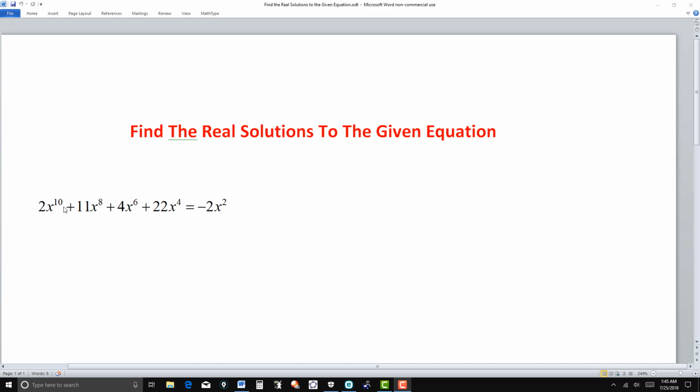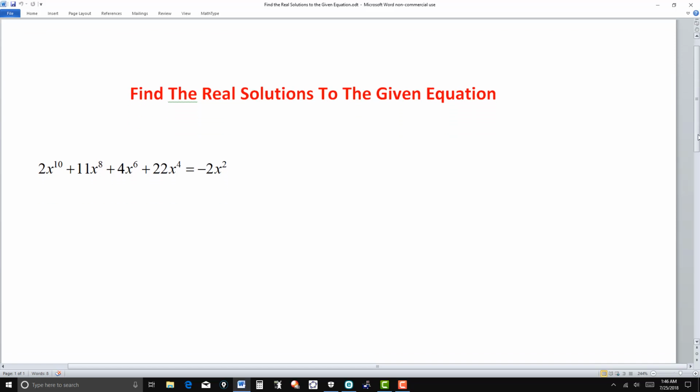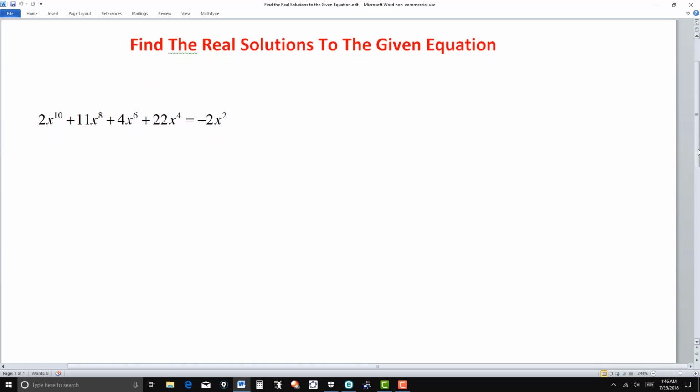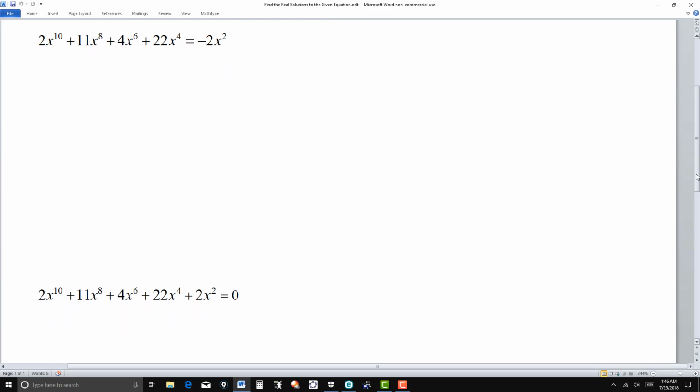So the theory tells us that we can expect at most 10 distinct solutions. Okay, at most 10. We can have some that are repeated, but we can have at most 10. Okay, so you can pause the video and look at this. I'll give you the answer in a little bit. And then as a little hint, I'll simply rewrite the equation and transform it by adding 2x squared to both sides and look at it in this form.